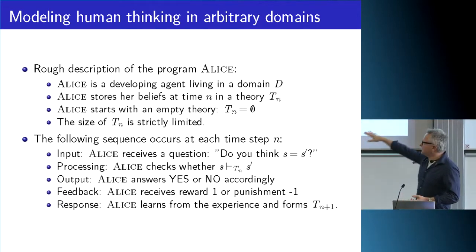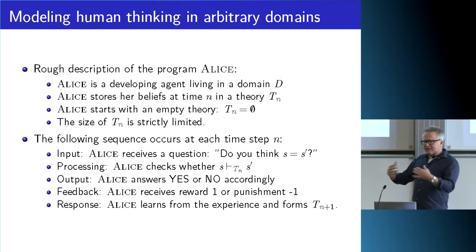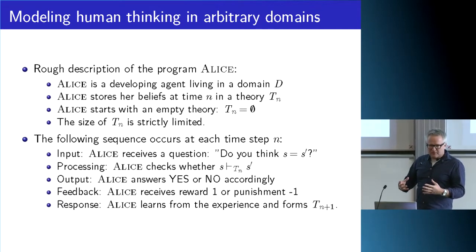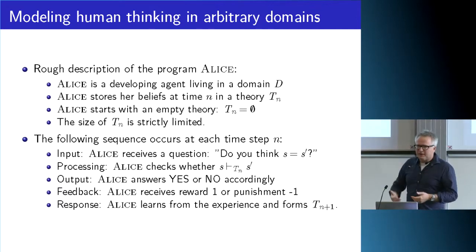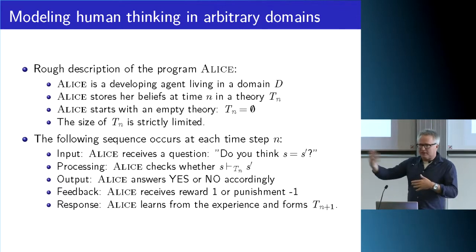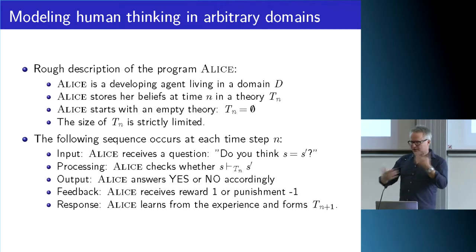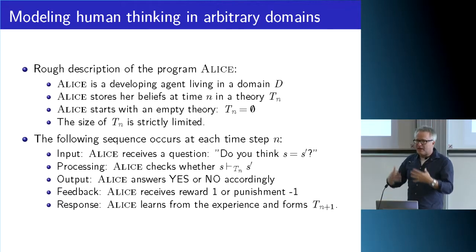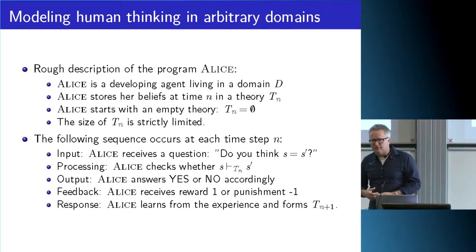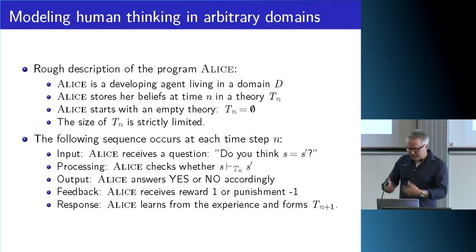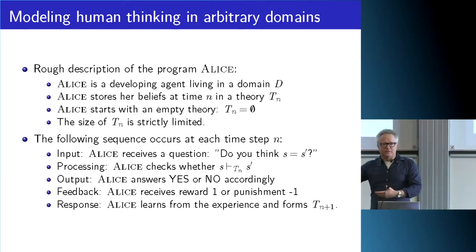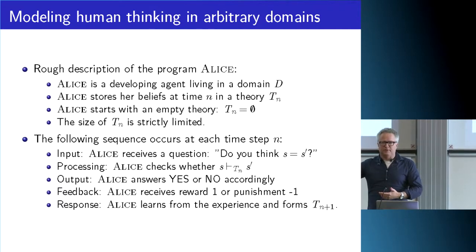Okay, and then the last step. Alice will learn from this experience. So either throw out some beliefs or add some new beliefs, or maybe keep it as it is because it just earns her a lot of reward. So in this way, Alice represents a dynamic agent which will gradually develop a sequence of theories, hopefully better and better adapted to the environment.